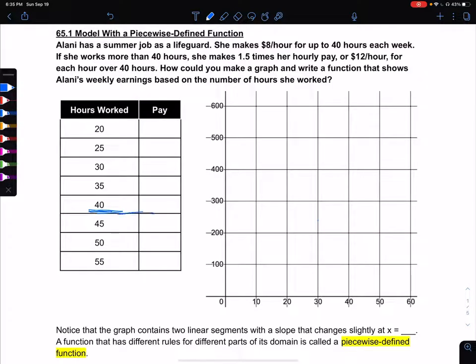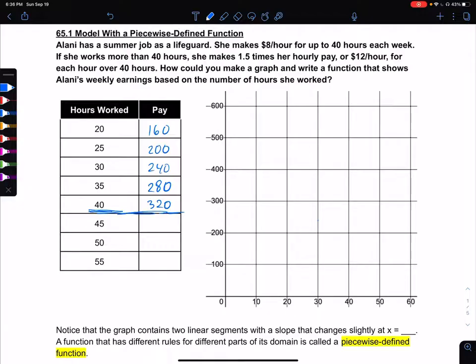So somewhere here, the rate is going to change. So 20 times 8, that would be 160. So I'm just going to fill out the rest of this. 25 would be 200, 240, 280, 320. Now the rate would change after 40. How you figured that out, you would have to do some work, and we'll get into the equation in a minute.